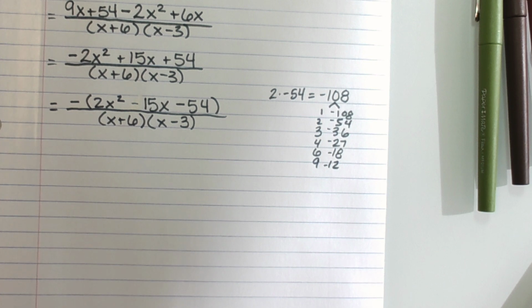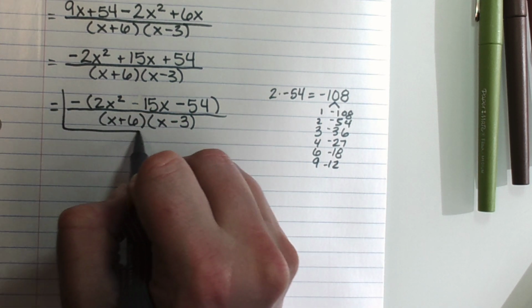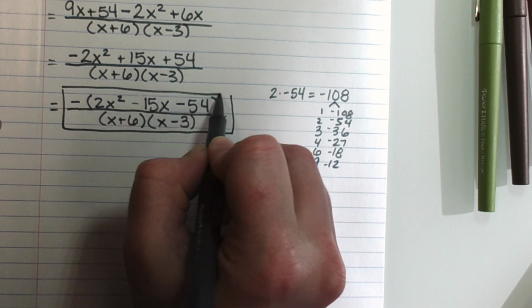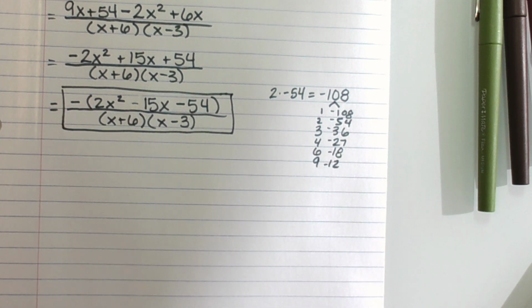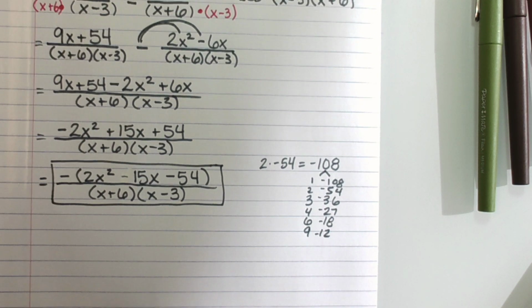It's fully factored. Can I simplify it? No, because the top's fully factored, the bottom's fully factored. Does anything actually come out of both of them? No. That's it. We tried, it didn't work. What's the only other thing I need to do before I'm done?